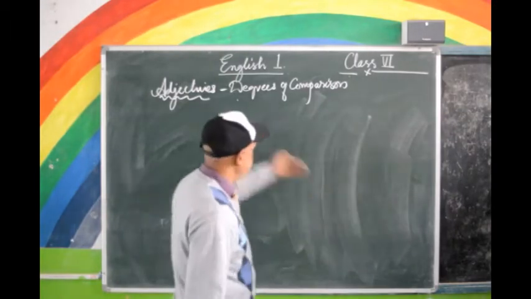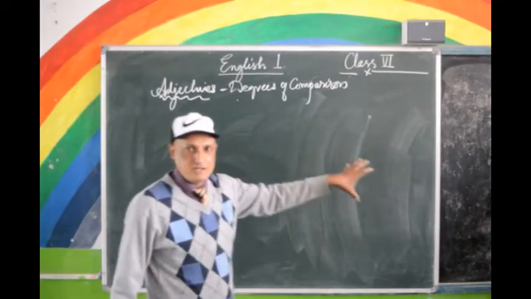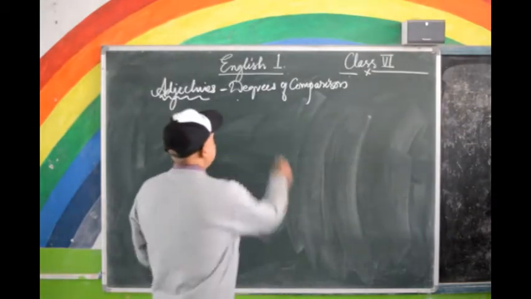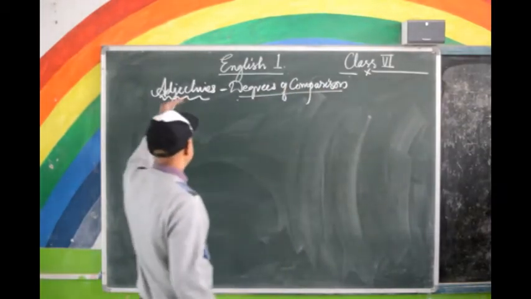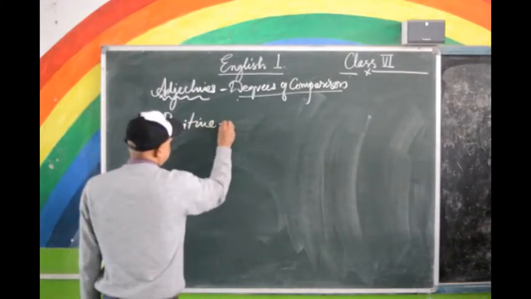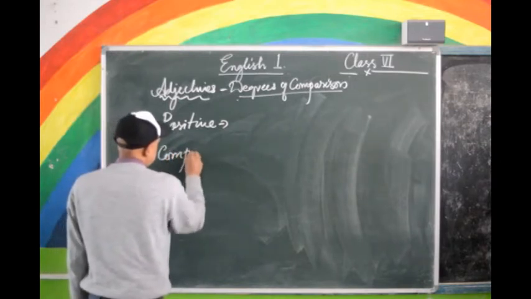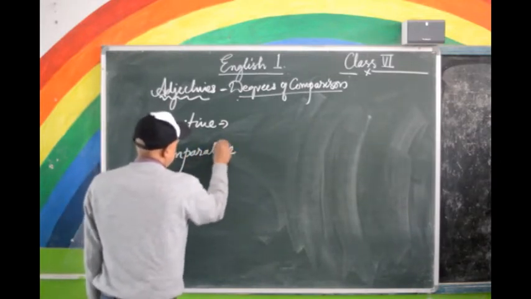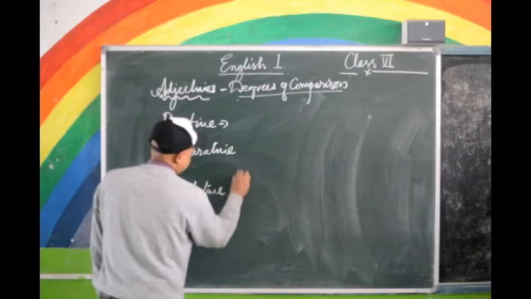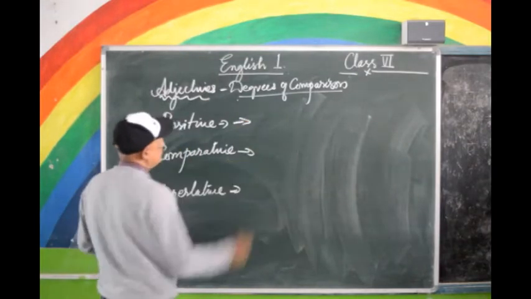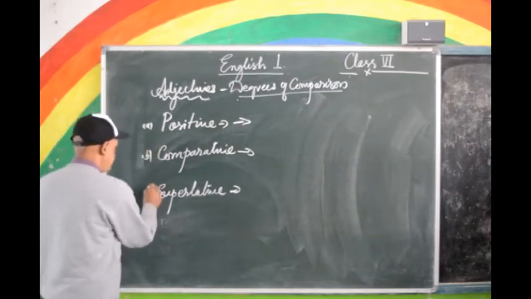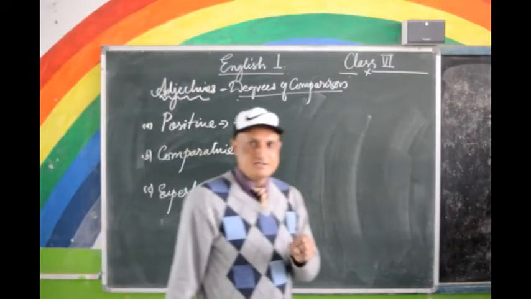Okay? So in the previous example, the example that I drew, we have 3 different categories of picture. So likewise, we have got 3 degrees of comparison in adjectives. The first one will be positive. Second one we have comparative. Last one we have superlative. Superlative degree. Okay, these are the 3 degrees of comparison: A, positive degree, B, comparative, and C, superlative.